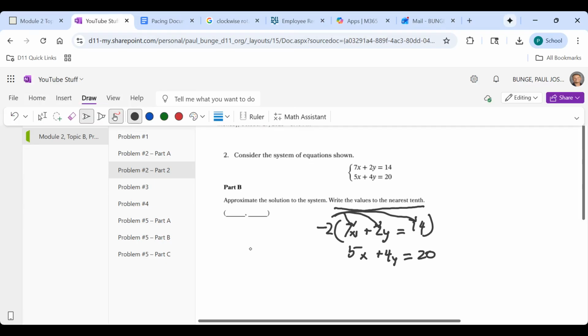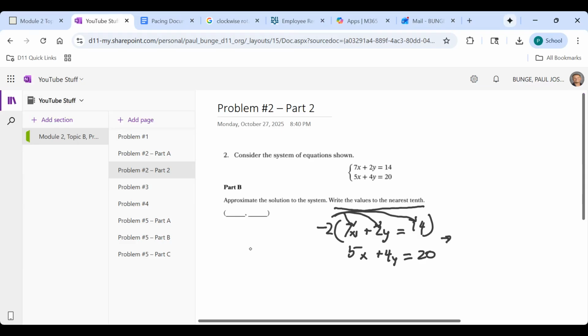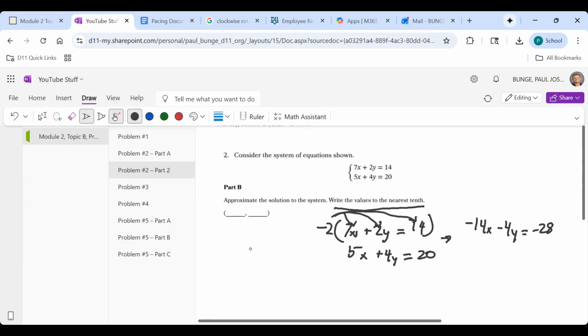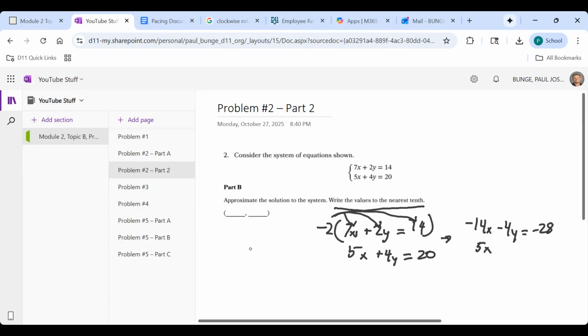Okay, so I'm going to just move it over here. When I multiply and use the distributive property, I've got -14x, and that's going to be minus 4y equals -28. Okay, and so then I'm going to have 5x plus 4y equals 20.